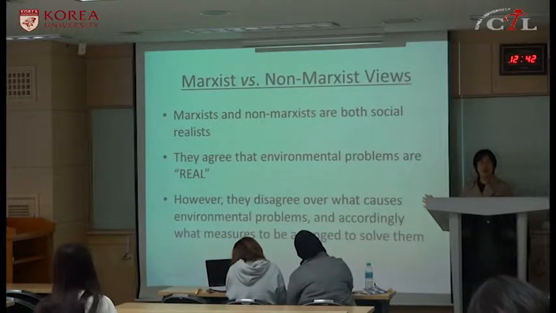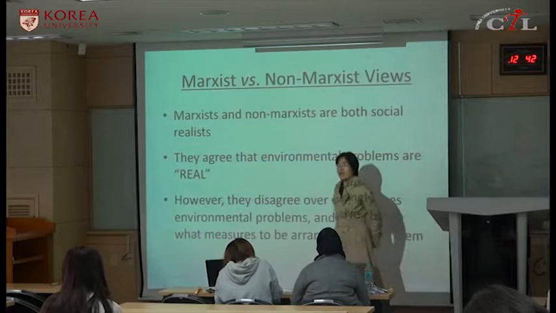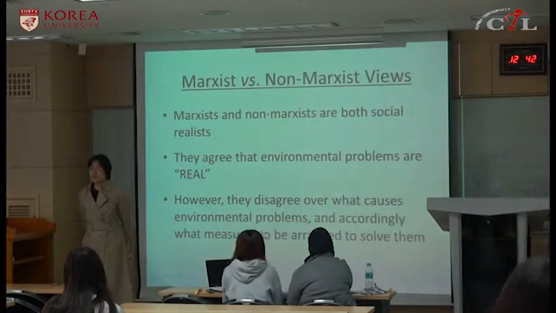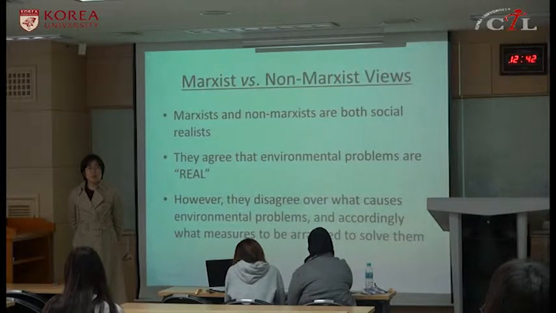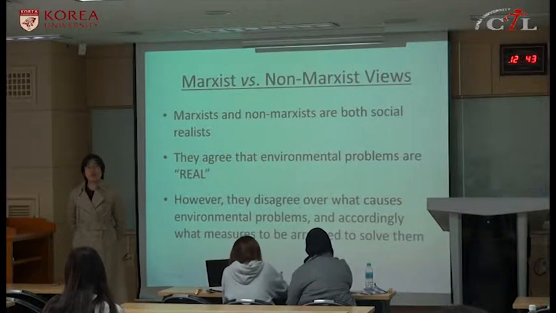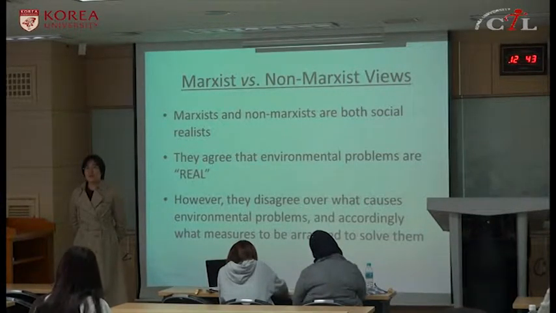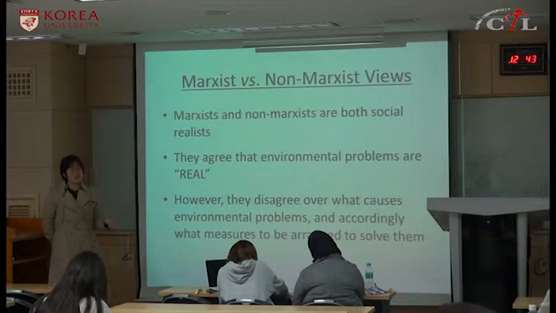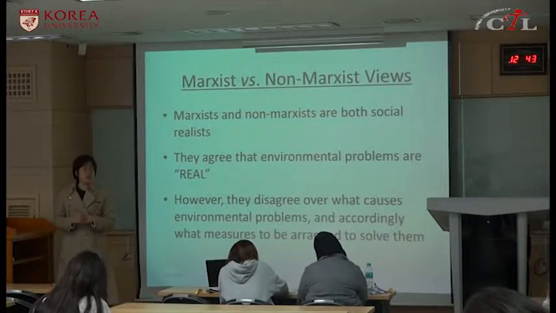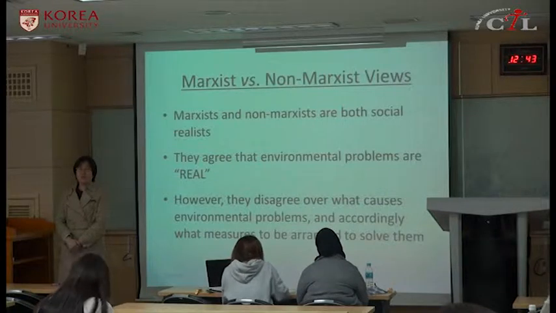Now, Marxist and non-Marxist. For Marxists, the enemy of society is the capitalist production system, and all the problems come from it, because the capitalist production system is all about accumulating more wealth, and is never satisfied. There are environmental sociologists who support those ideas, like Richard York and Alan Schnaiberg. They are all ecological Marxists. They all support Marx's idea.